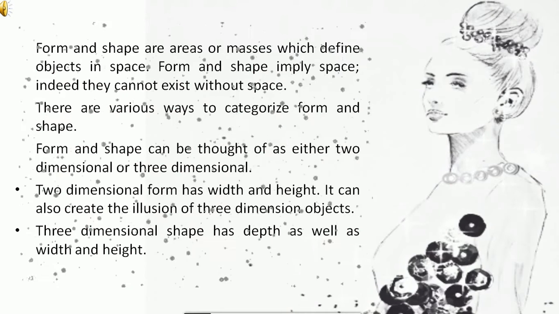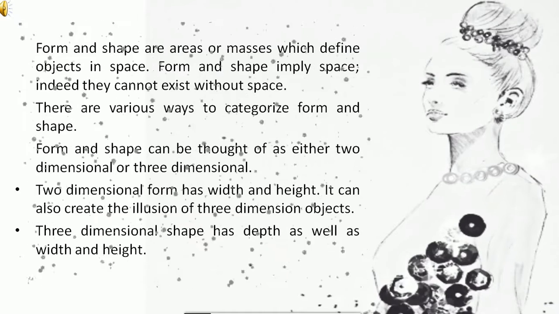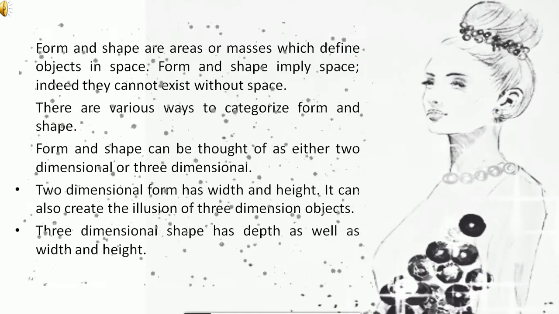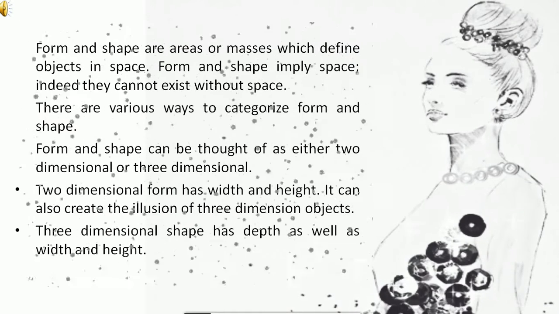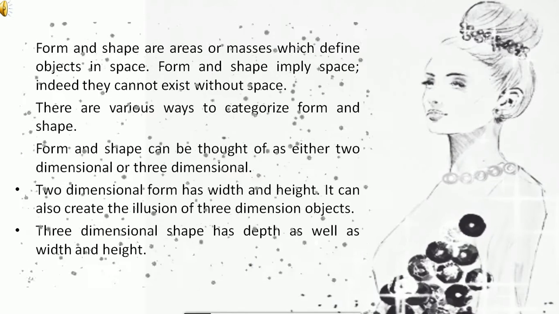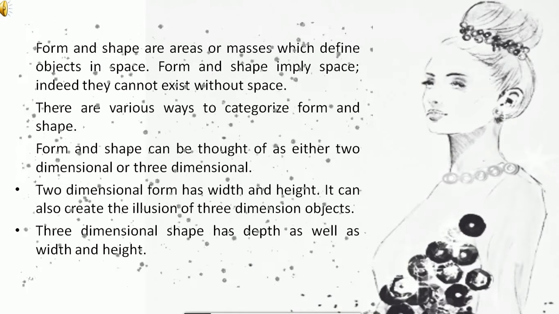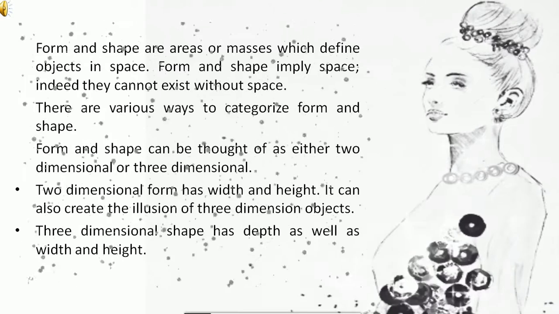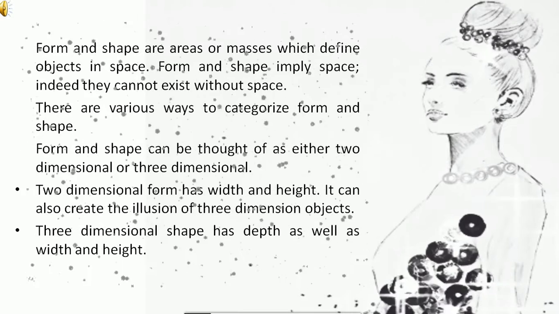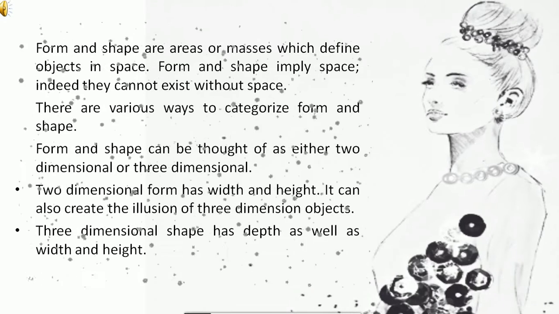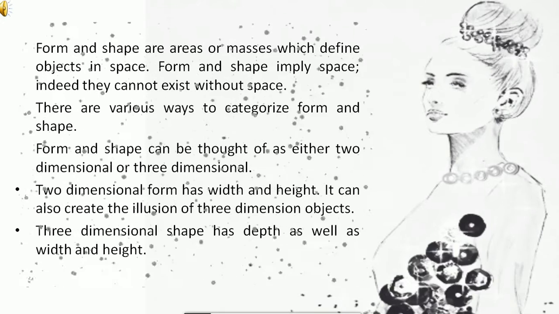Form and shape are areas or masses which define objects in space. Form and shape imply space, indeed they cannot exist without space. There are various ways to categorize form and shape. Form and shape can be thought of as either two-dimensional or three-dimensional.